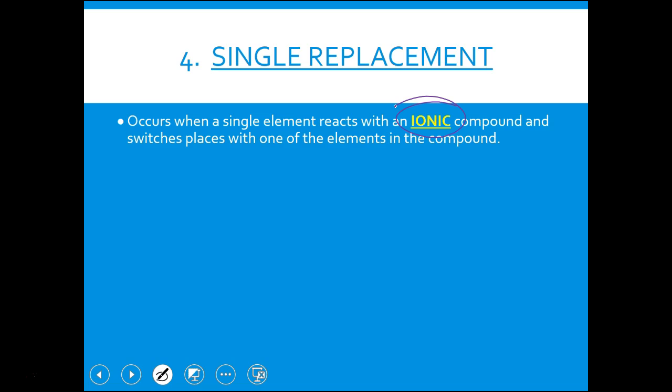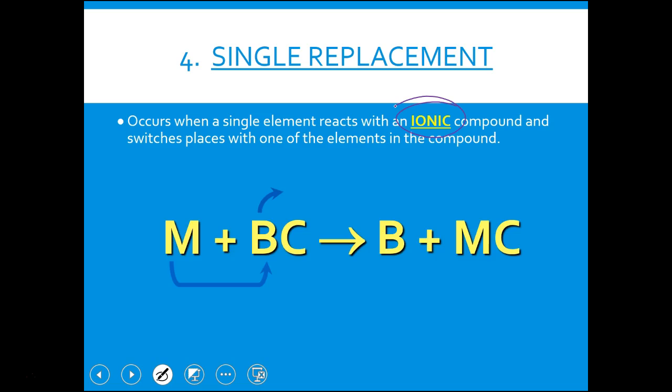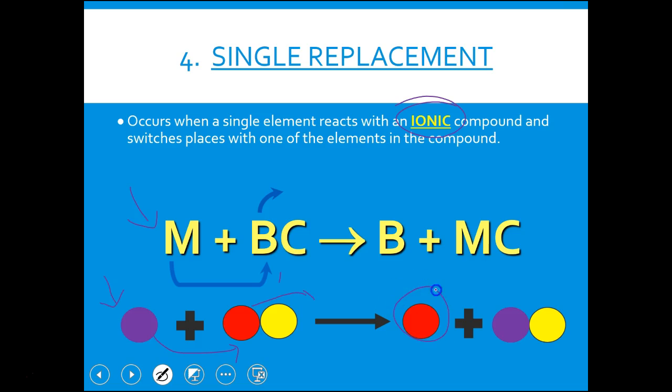Okay, so in an ionic compound, one of the elements switches places with the element that's by itself. So you have an element by itself, a single, replacing one of the pieces in an ionic compound. I have 2 forms of this. I can have a metal replacing B, and we get B plus MC. One thing is being replaced. So we see the purple ball replacing the red ball, and now we have purple and yellow together and red by itself. Single replacement. We have a single replacing a single, and that single is popping out to be by itself, still a single. And now we have a new couple.